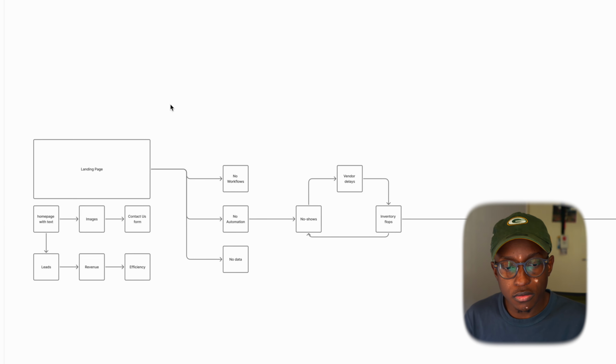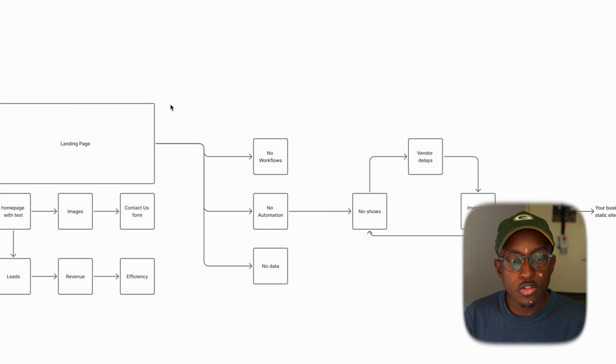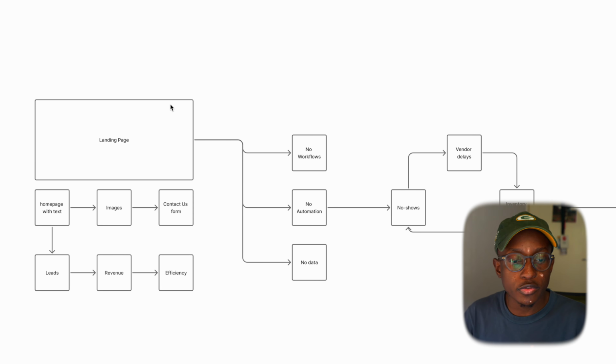So the first thing when you normally have a website is you have a landing page. For example, you have your home page with text, you have images, and you have your contact us form. But what you mainly aim to do is these three things, which is drive leads, which leads to revenue, and also efficient processes in capturing those leads that you have, which ultimately boil down to one thing, which is driving your business more revenue. And these are the processes or the ideal output that you would want from having a normal static site.